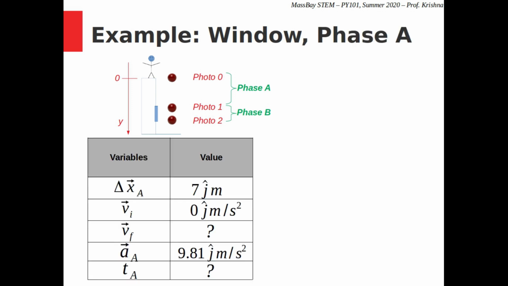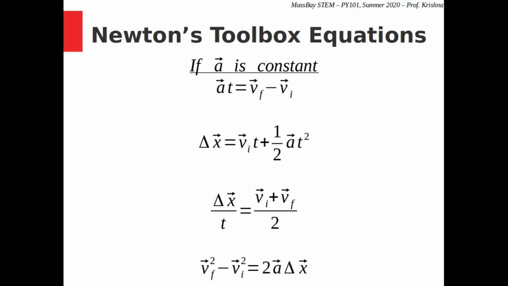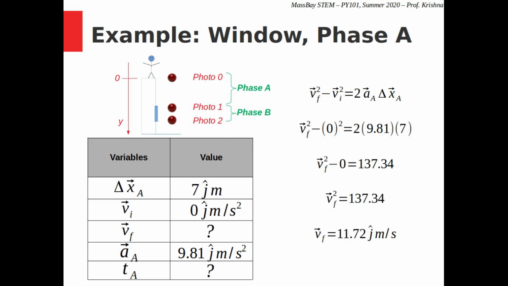In phase A, we have the displacement of the ball, 7 meters, the initial velocity, 0, and the acceleration, 9.81, and we're looking for final velocity. The only toolbox equation that uses these 4 variables is number 4. Using this, we can easily solve for the final velocity as being 11.72 meters per second.